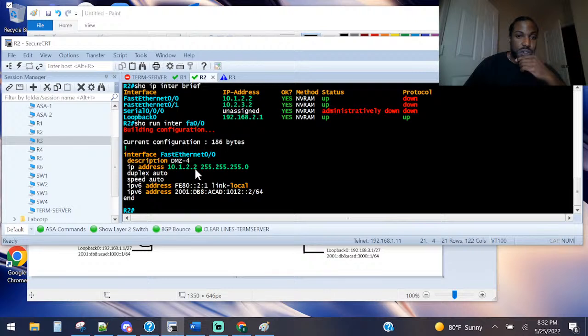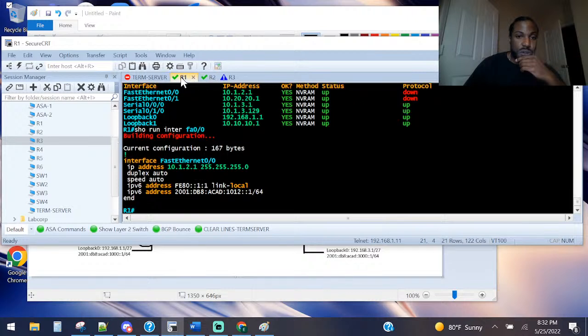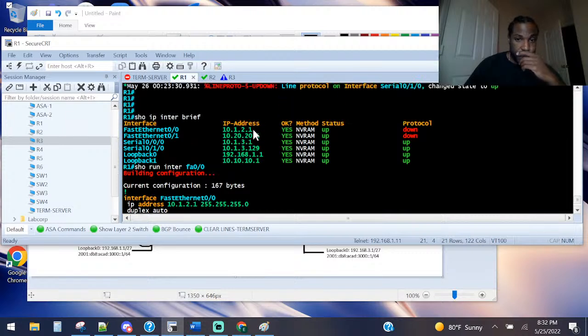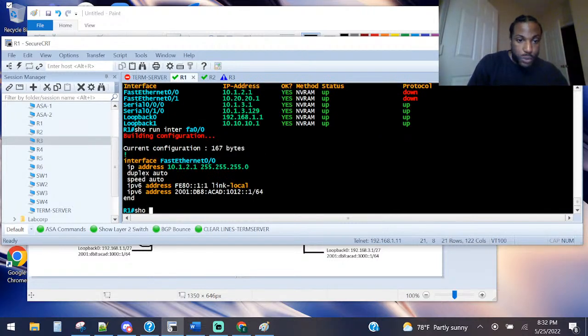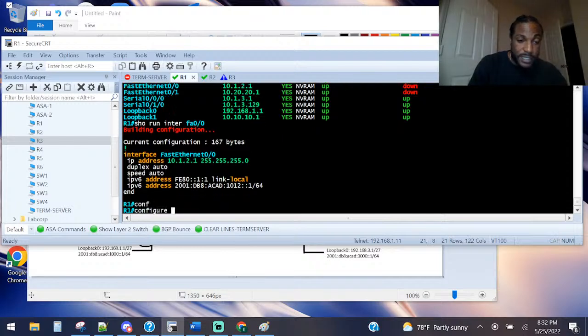He's 10.1.1.2. He's 10.1.1.1. And it's shut down. That is rather interesting. Let me see. It is on. What is going on here? Show run interface. We already did that. Let's bounce the port, I guess.